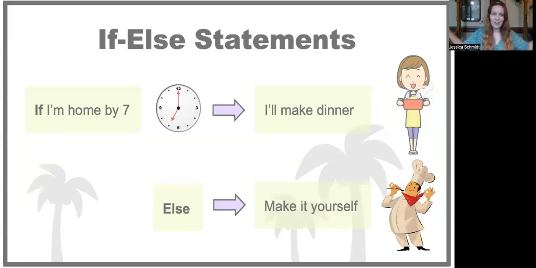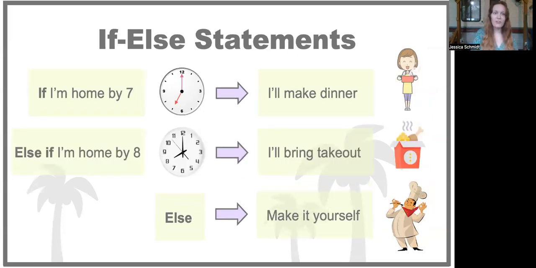First, if-else statements. If I'm home by 7, I'll make dinner. Else, make it yourself. Pretty straightforward, huh? This is an if-else statement. It gives one possibility if the condition is met, and then another possibility if the condition is not met. In this case, the condition is me being home by 7. Because I'm not cooking dinner after 7. That's too much work. We can expand on this a little bit more.